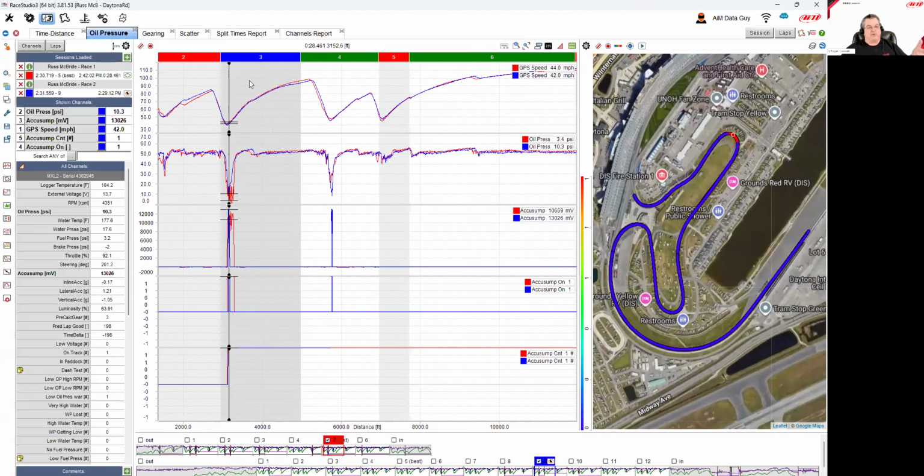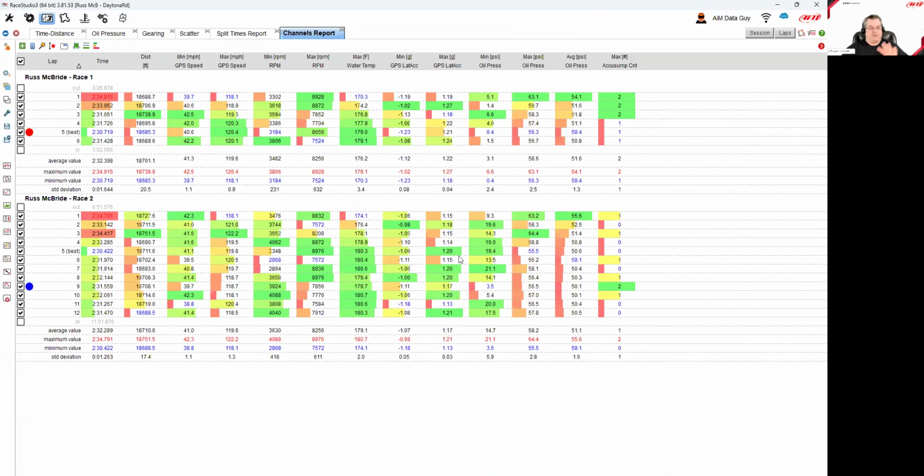And so user profiles, being able to come in and see these kinds of things and jump right into the channel report and understand exactly what went on, very helpful, very handy.